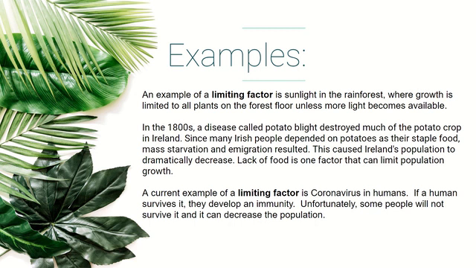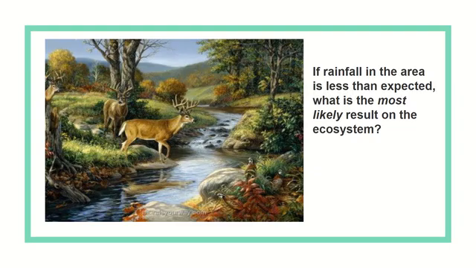And these limiting factors, when we look at these, we're mostly looking at decrease. So a current example of a limiting factor is the coronavirus in humans. If a human survives it, they develop an immunity to that particular strain. If they do not survive it, then it will decrease the population. So obviously there have been thousands of people who have not survived this virus, and it has caused a decrease in the population. So now we're going to move into our quiz review.